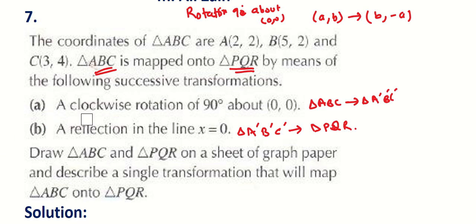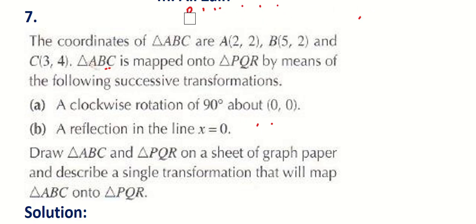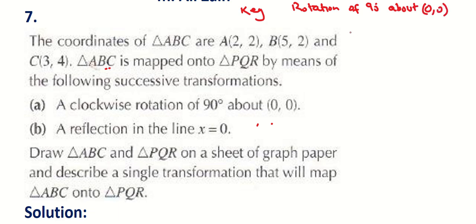Now, first we find the triangle A dash, B dash, C dash. We operate the first transformation, which is a clockwise rotation of 90 degree. This is the key point: rotation of 90 degree about origin. Coordinates AB becomes B minus A.